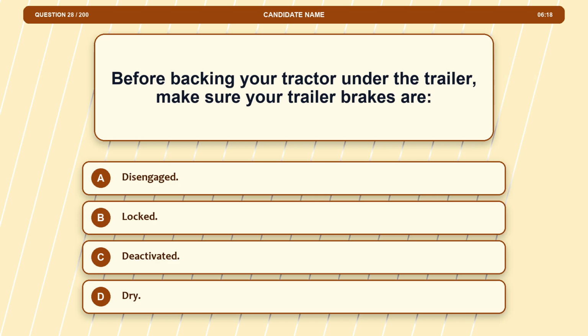Question 28. Before backing your tractor under the trailer, make sure your trailer brakes are Option A, disengaged. Option B, locked. Option C, deactivated. Option D, dry.